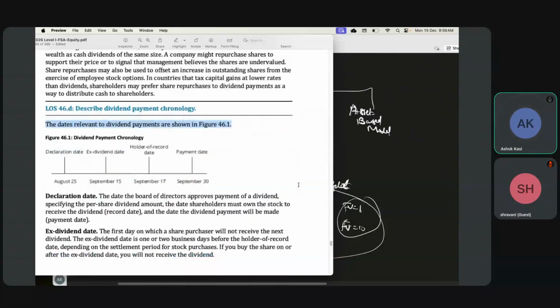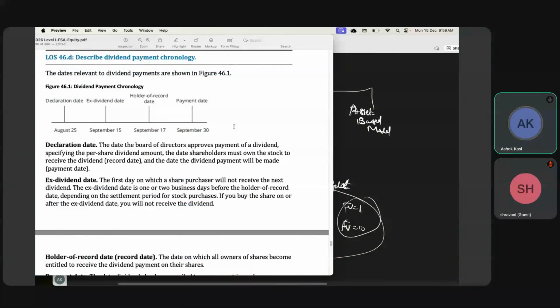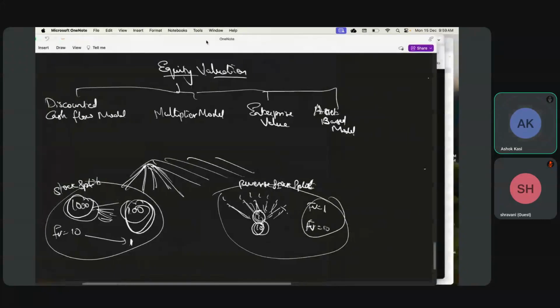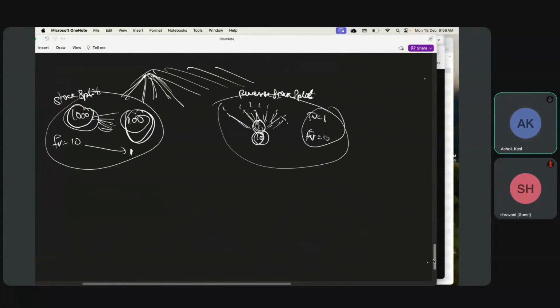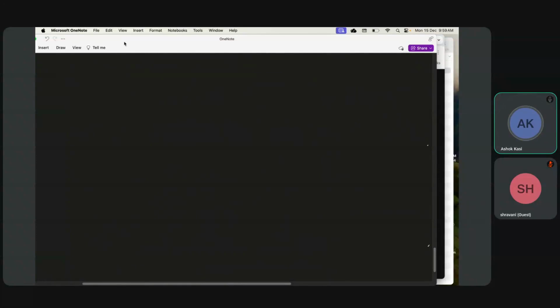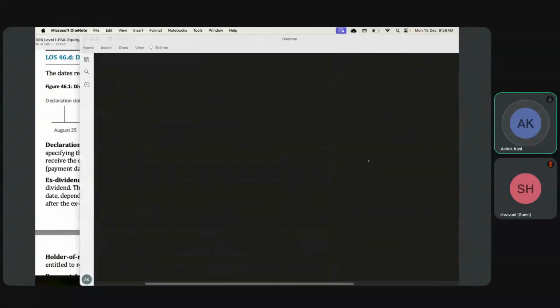Okay. Then this is the dividend payment chronology. These are the dates which are essential. For example, first is the declaration date. If they are declaring today, and today is 15th December, then 15th December is considered the declaration date. They are declaring that they will pay dividend. So when? Let's say 10th of January. 10th January is called the pay date.